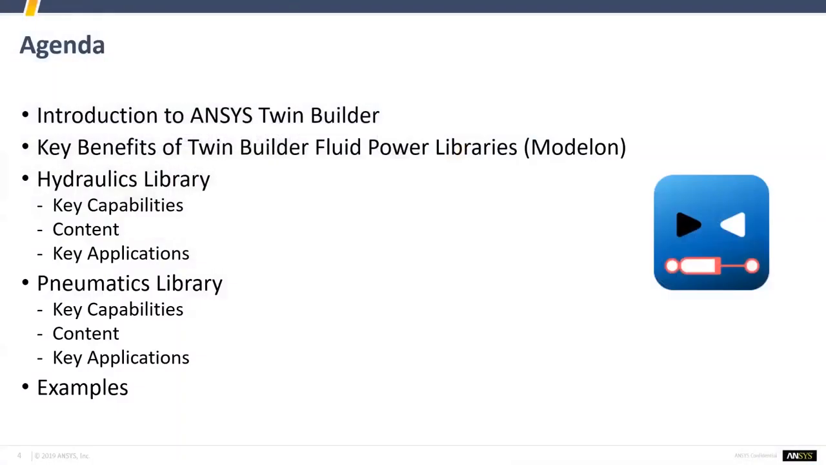So today the agenda looks something like this: I'm going to start with a brief introduction of what ANSYS Twin Builder is and what some of its capabilities are. And then Clement is going to take us through the key benefits of the ANSYS Twin Builder Power Library, which contains hydraulics and pneumatic libraries. He's going to take us through the key capabilities, their content, and key applications. And finally, he's going to show some real-world examples of what the fluid power library looks like in action.